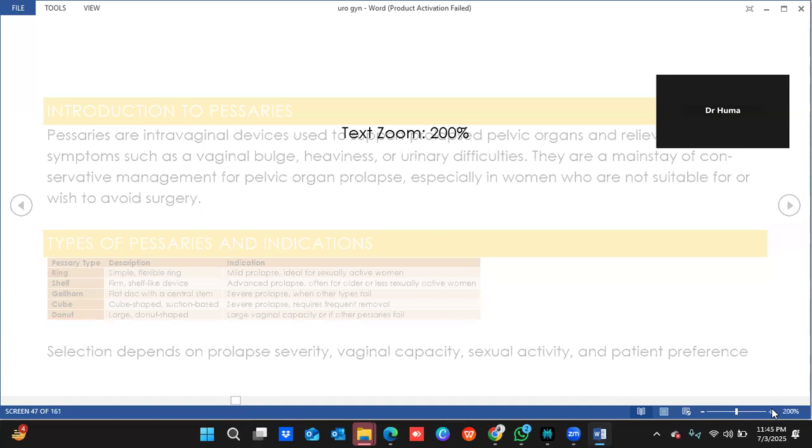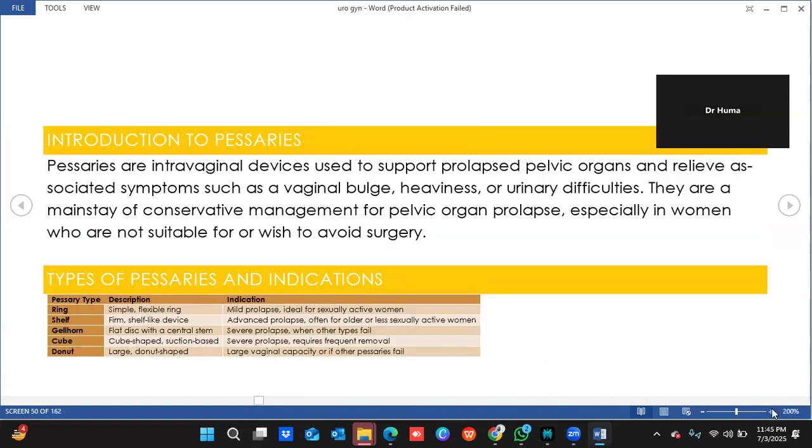So the ring pessary is a simple, flexible pessary. It is used for mild prolapse and ideal for sexually active females, mostly young females. The shelf pessary is a firm shelf-like device, for advanced stage prolapse and also for old or sexually not active or less sexually active females. The gellhorn pessary is a flat disc with a central stem. For severe prolapse we use it, and when other types fail to work.